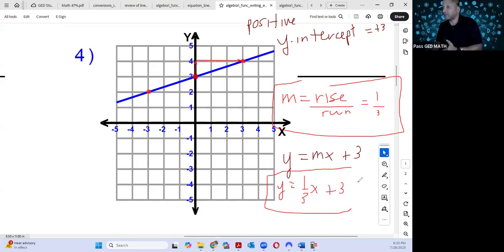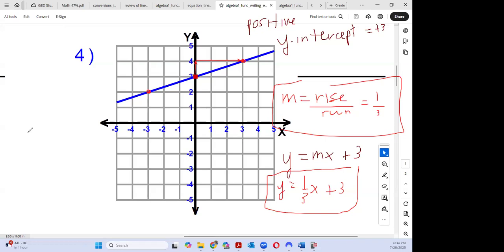That's how you find the equation of a line given a graph. Identify if it's positive or negative. Identify the y-intercept. Select two points so you can find the slope. And then get your equation of the line. Because you need two things for the equation of a line: you need the slope, and you need the y-intercept.